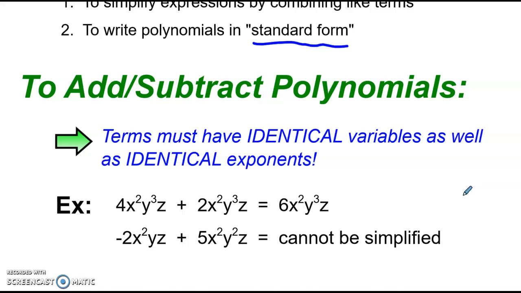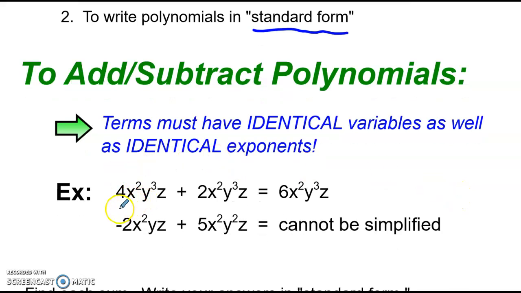So I'll give you an example of this here, right? If I have this term here, 4x squared y cubed z, this monomial, and I'm adding it to this monomial, 2x squared y cubed z. Now you'll notice that these variables and their exponents are all identical. So I can add this together. I add the coefficients 4 and 2, and that gives me 6x squared y cubed z.